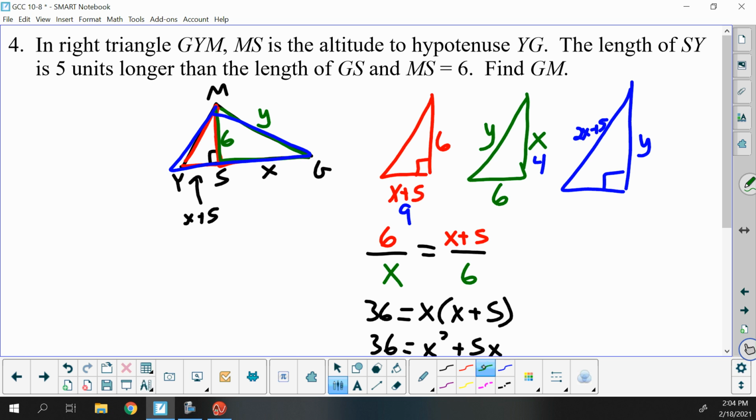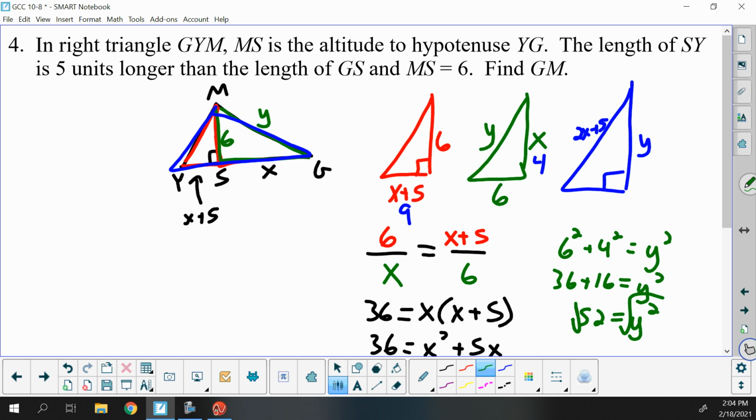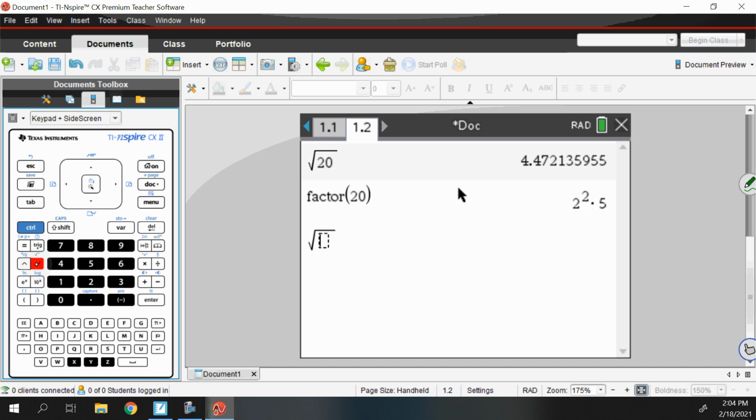So what we're going to do is work with that green triangle, and we can just do a Pythagorean theorem now. 6 squared plus 4 squared equals y squared. That's 36 plus 16 equals y squared. Add those together, we get 52 equals y squared. Take the square root. Go over to your calculator, test out square root of 52. It's not a perfect square. There's no whole number times itself that gives us 52.